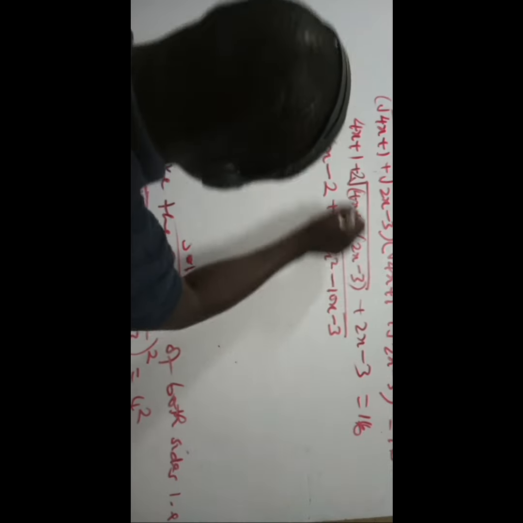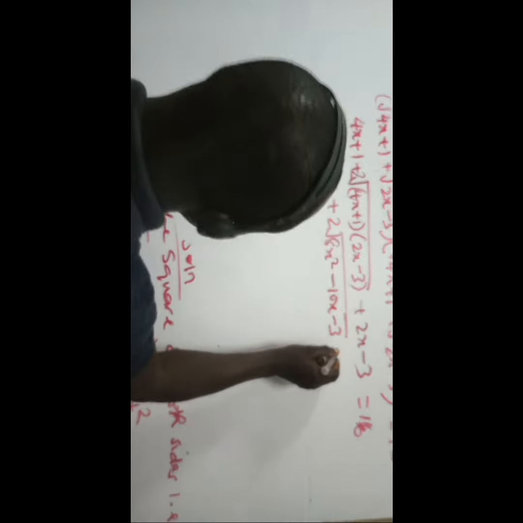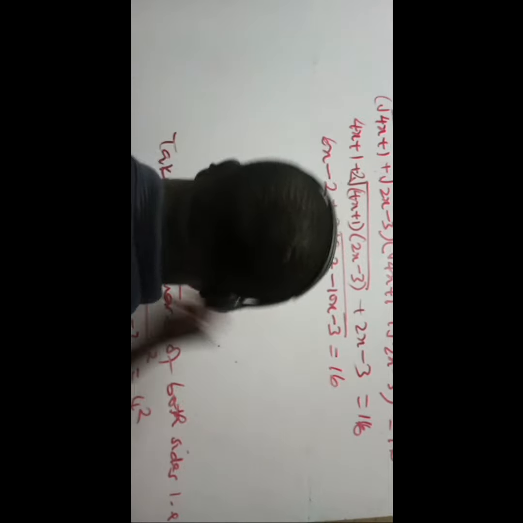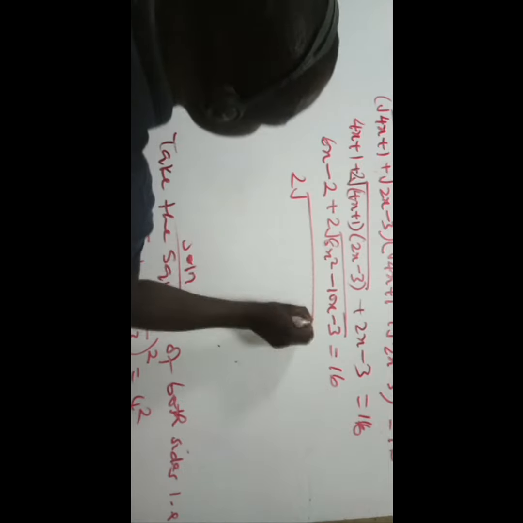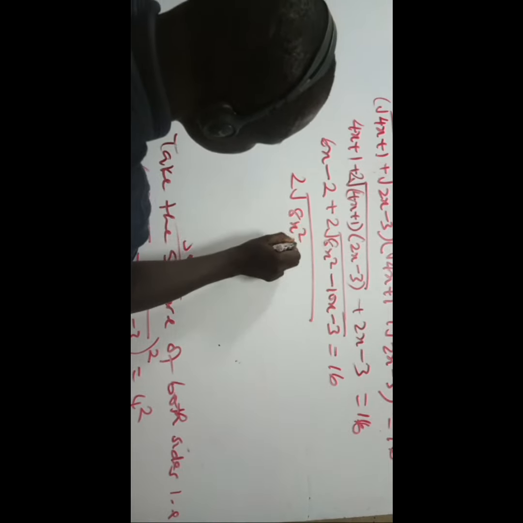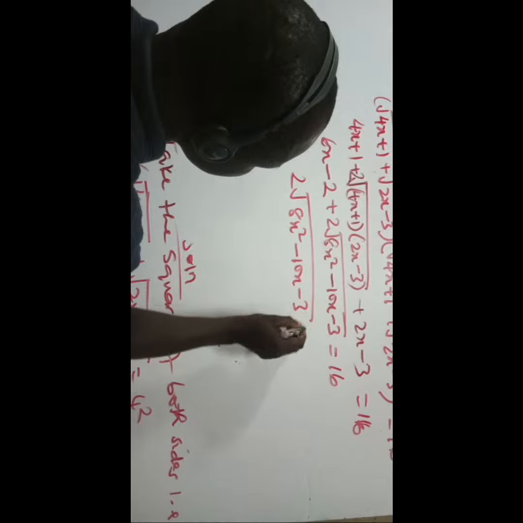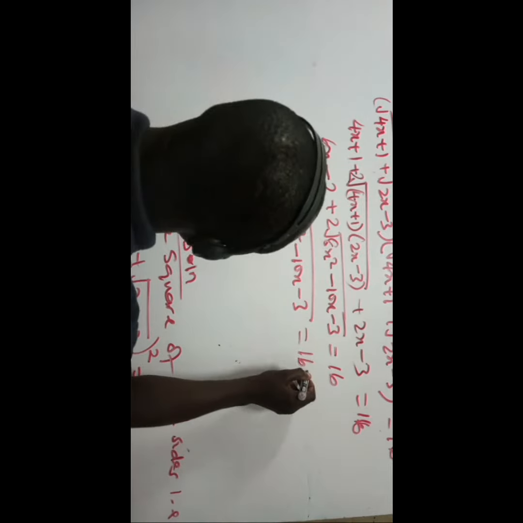That's what I'm going to have when I open up what I have here, is equal to 16. Then I want to transfer everything. I will leave 2 square root of 8x squared minus 10x minus 3 to be equal to, I will transfer everything here. I have 16.